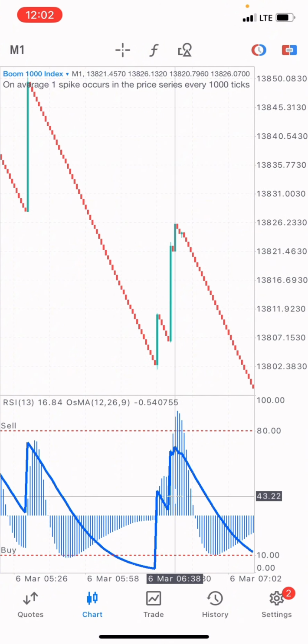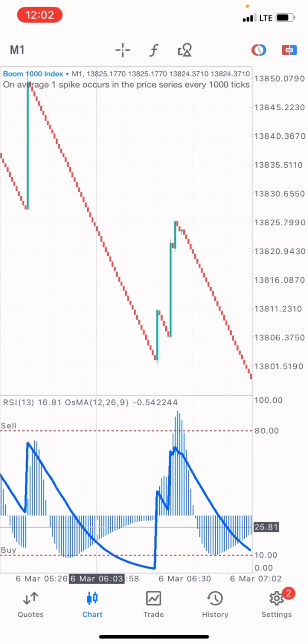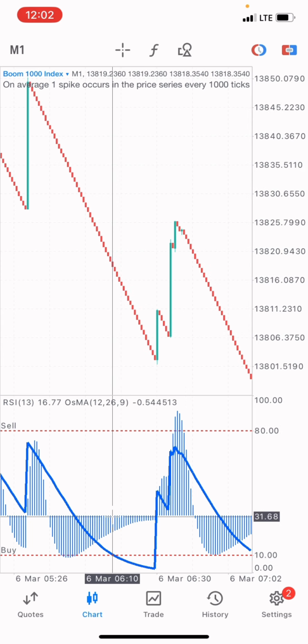All right, this line right here is the RSI, while this one with space is the moving average of oscillator. Now how do we make profit with this strategy? We're taking 10 candlesticks and 5 candlesticks.